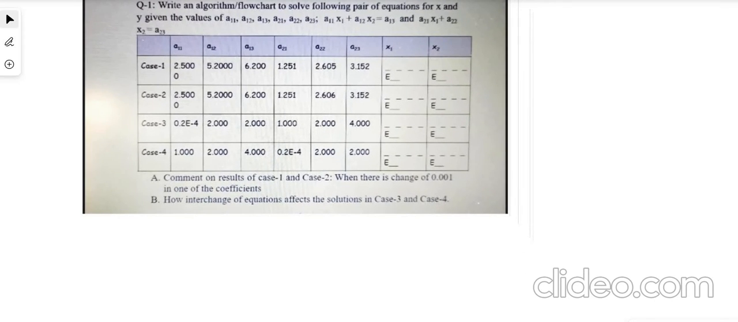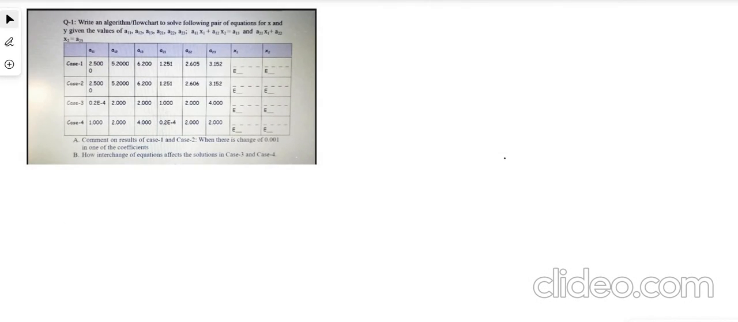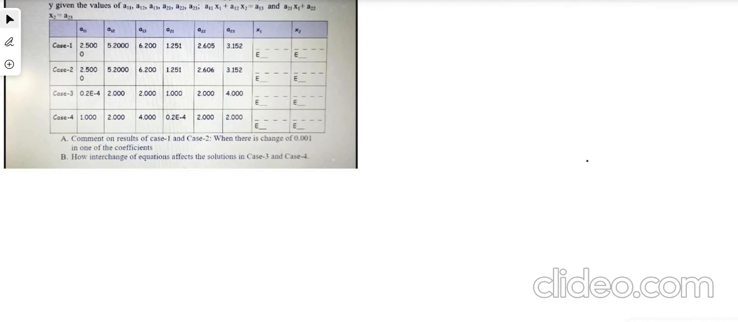Question number 1: comment on the results of case 1 and case 2 when there is a change of 0.001 in one of the coefficients. And question number 2: how interchange of equations affects the solution in case 3 and case 4. First, we will look at question number 1, that is A, comments on the results of case 1 and case 2. So in case 1, we will use the Gauss elimination method.